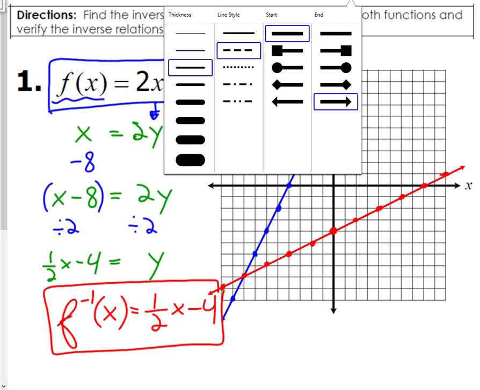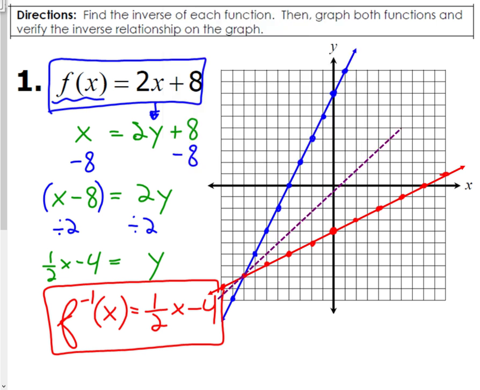If they are inverses, they should be reflected over the line y equals x. Well, there's a line y equals x. And we can see every point has been reflected over that line. We even have a point where all 3 meet. How fun is that? Let's take a look at one more linear example, and then we'll move on to a parabola.